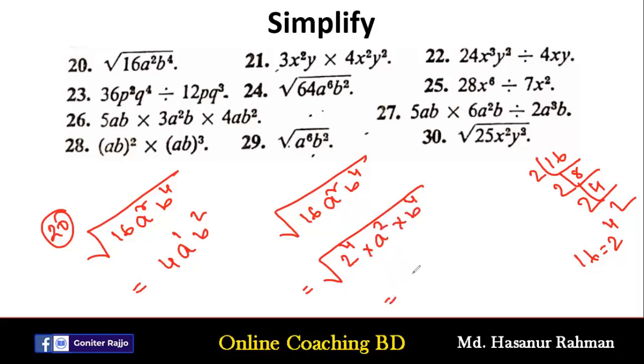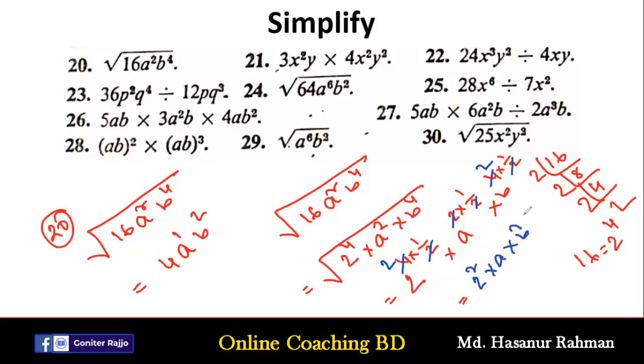So square root means dividing by 2 or multiplying by half. So 2 to the power 4 multiplied by half for the square root, multiplied by a square multiplied by half, multiplied by b to the power 4 multiplied by half. If we divide, then we can easily solve this one. 4 divided by 2, that will be 2. 2 divided by 2, 1. 4 divided by 2, that will be 2. So what will be our final answer? 2 square multiplied by a multiplied by b square. So 2 square means 4a and b square. And that is the answer of number 20.